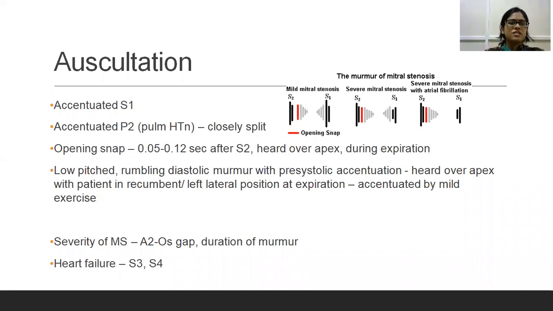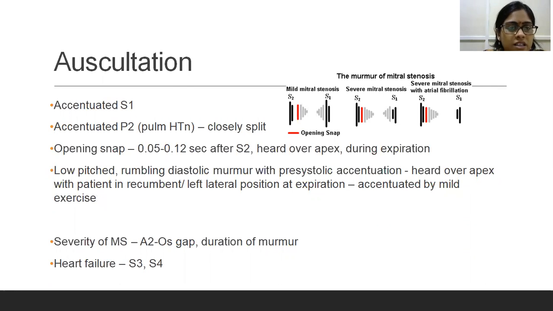On auscultation, you will have an accentuated S1, that is a loud S1. This is as a result of the increased, high volume of blood flow across the stenosed mitral valve. An accentuated P2 is also heard. Your loud P2, which is closely split, is heard over the pulmonary area. This is as a result of pulmonary hypertension.